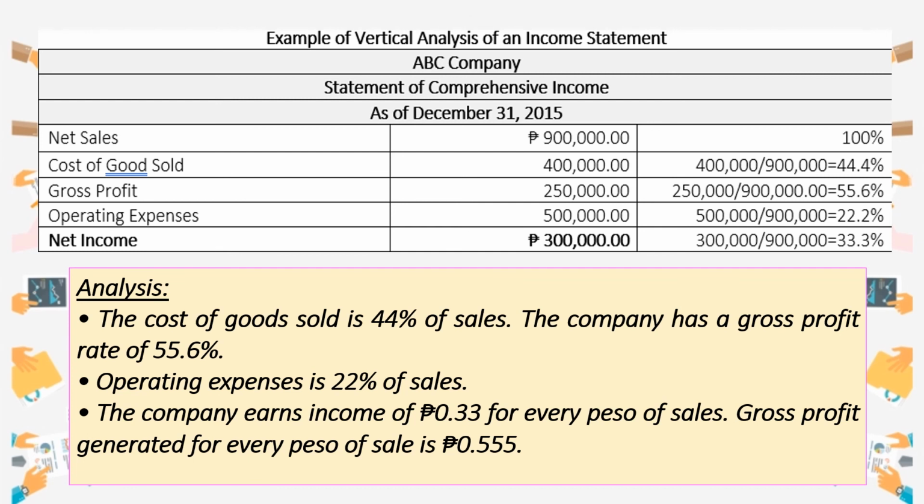So how did we determine that? Net income divided by the net sales. So we have 0.33. For the gross profit generated for every peso of sales, it is 0.555 or 0.56. It came from the gross profit divided by the net sales, 100%.